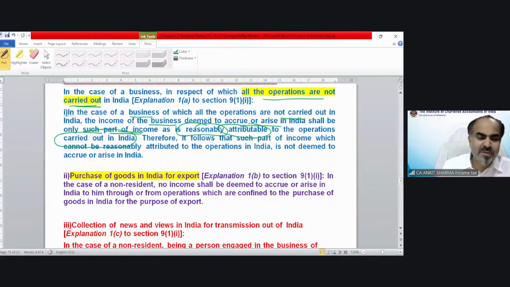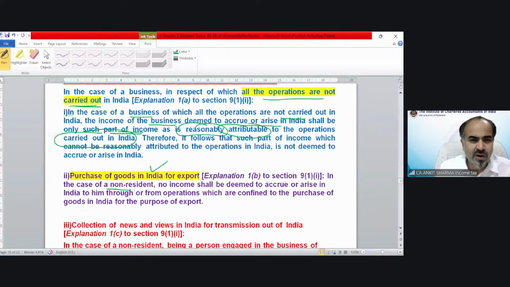Because in case of export, automatically that person is paying a lot of amount to the Indian person. And from that person, you can recover the tax on the profit he earned. So he's not taking any income out of India. He's technically giving income to the Indian. So, purchase of goods in India for export.